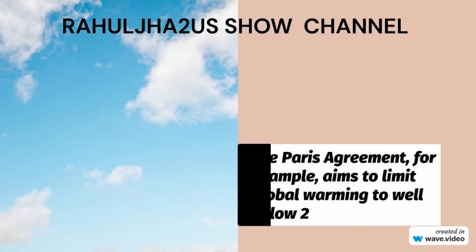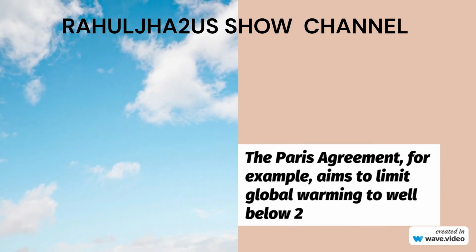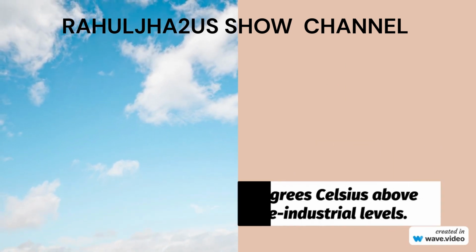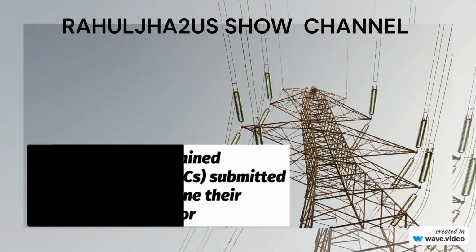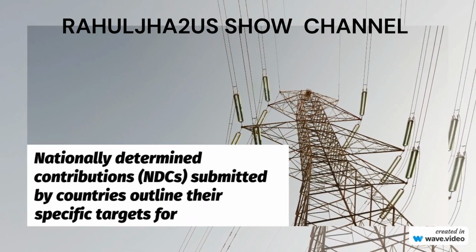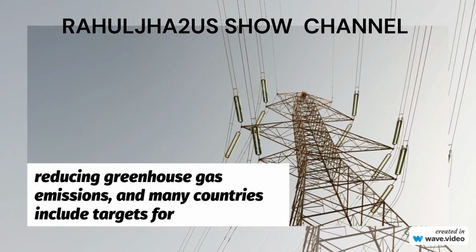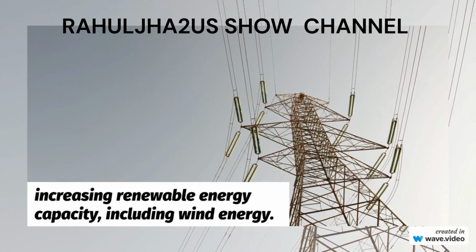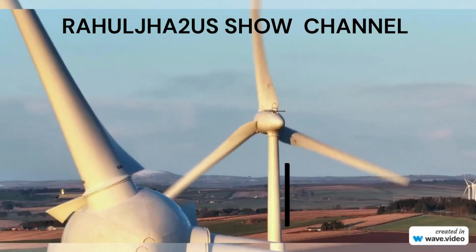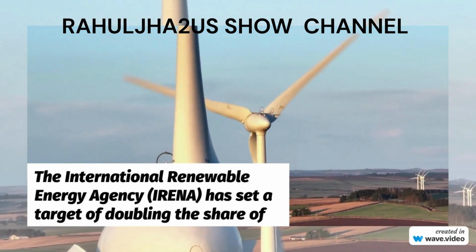2030, global energy targets are often set at the national and international level. The Paris Agreement, for example, aims to limit global warming to well below 2 degrees Celsius above pre-industrial levels. Nationally determined contributions (NDCs) submitted by countries outline their specific targets for reducing greenhouse gas emissions, and many countries include targets for increasing renewable energy capacity, including wind energy.